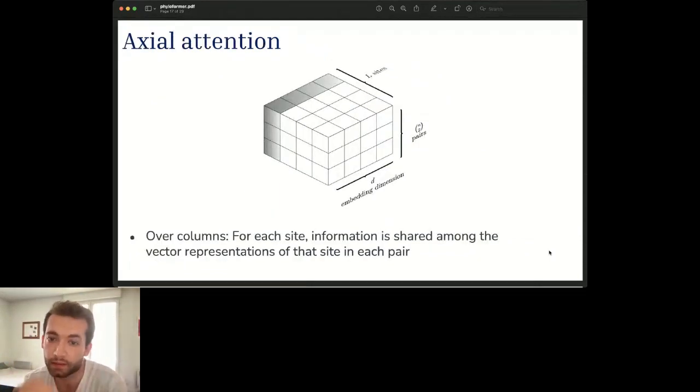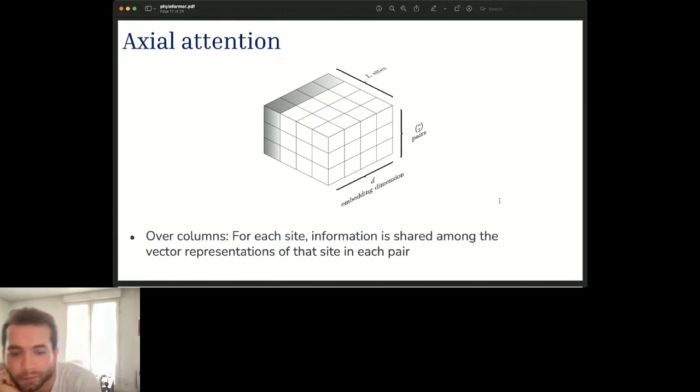So inside these transformer blocks, the attention update is done in 2 steps. Firstly, over columns. That is, for each site, we allow information to be shared among the vector representations of that site in each pair. So here in the figure, now we're focusing on the first column, the first site. Here we apply the attention mechanism to all the vectors in that column, so these 3 in this case.